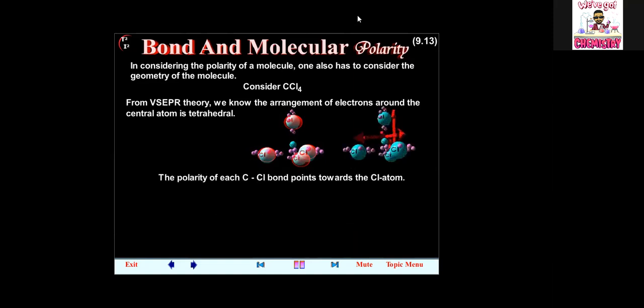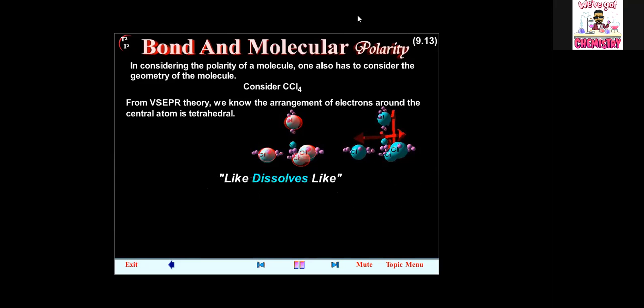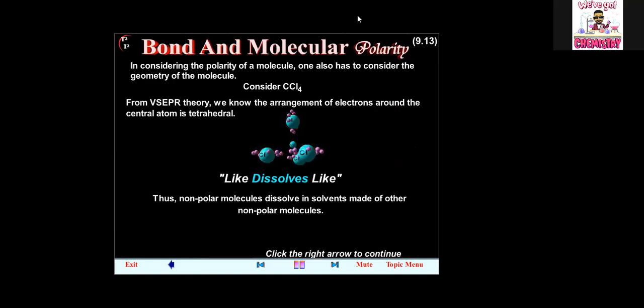The polarity of each carbon-chlorine bond points towards the chlorine atom. Because of the tetrahedral geometry of carbon tetrachloride, the bond polarities cancel out. Hence, carbon tetrachloride has no dipole moment. Molecules that have no dipole moment are called nonpolar molecules. Like dissolves like. Thus, nonpolar molecules dissolve in solvents made of other nonpolar molecules.